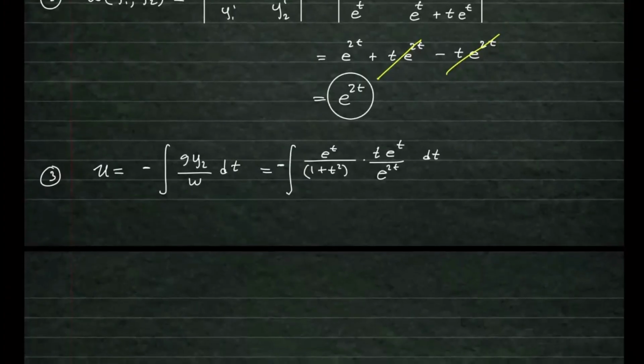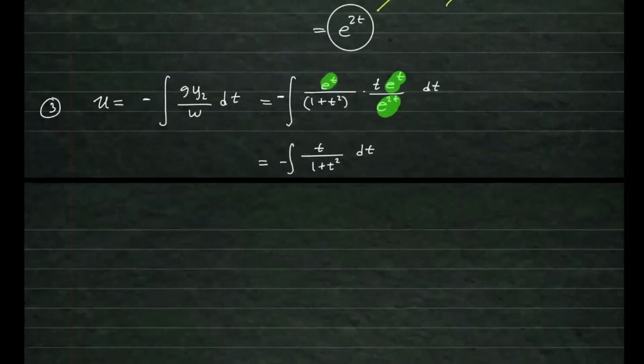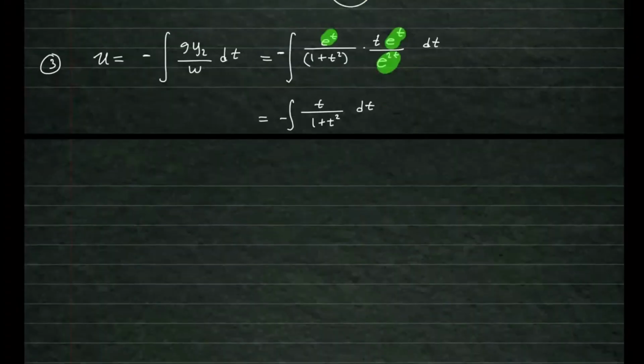Now let's go ahead and simplify. By laws of exponents, this is e to the 2t, which cancels with this one. Then you're simply integrating the following, negative t over 1 plus t squared dt. Now, that's a very nice integral to work out. You can do a u substitution. That's what I'm going to do.